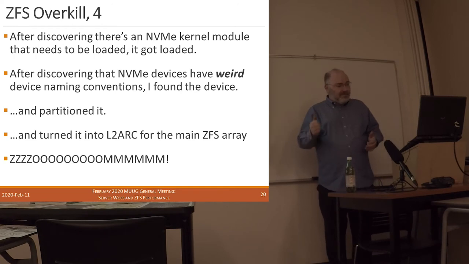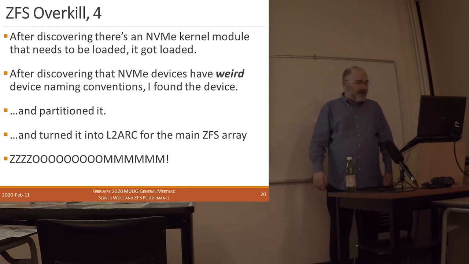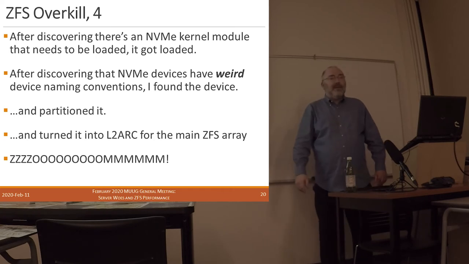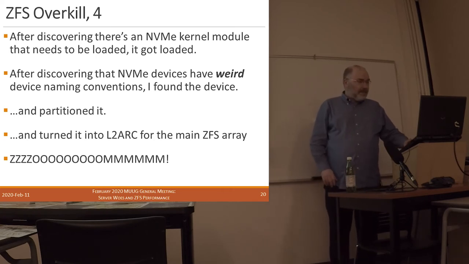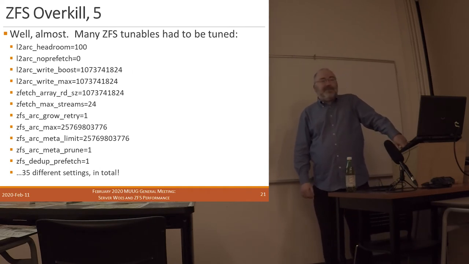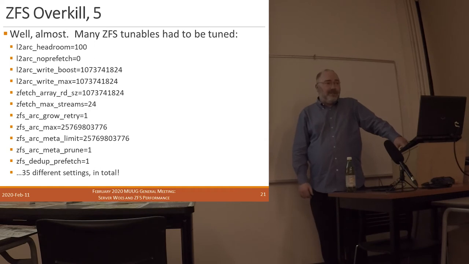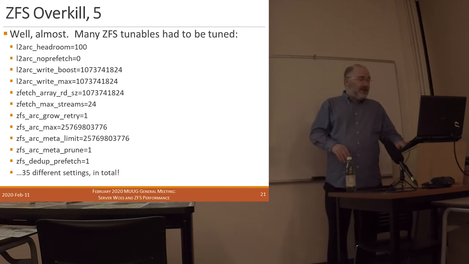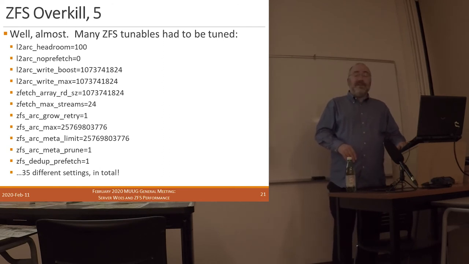So I partitioned it, I turned it into the L2 ARC for the main ZFS array, and yeah, it went fast. Almost fast. 35 different ZFS tunables had to be tweaked. This was not the point at which I loved ZFS the most I ever have in my life. This would be the point at which I was swearing at the ZFS developers the most in my entire life. And some of them are obvious, and some of them are like, why isn't this the default?